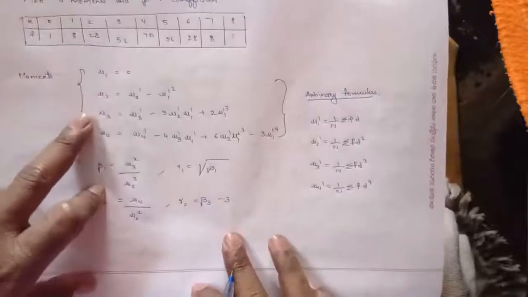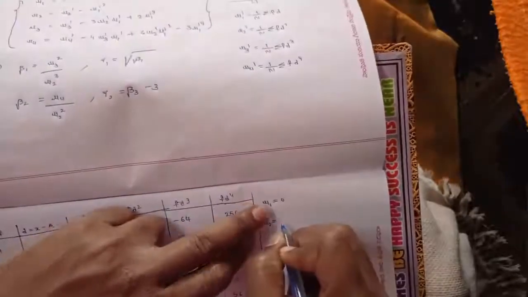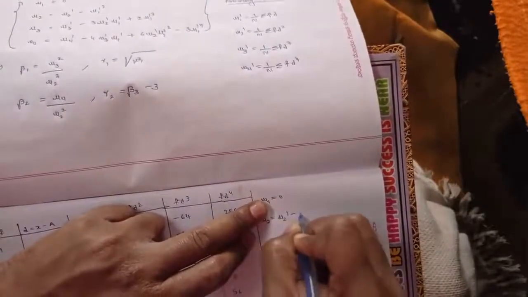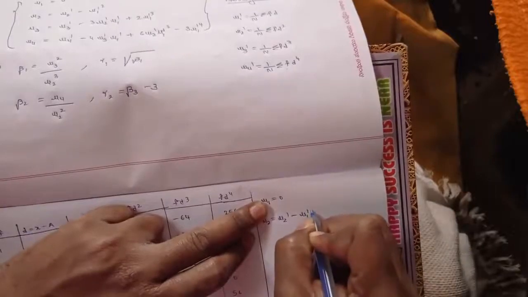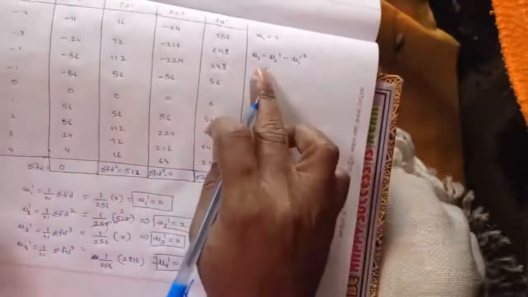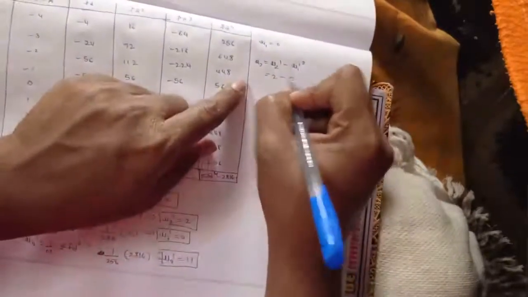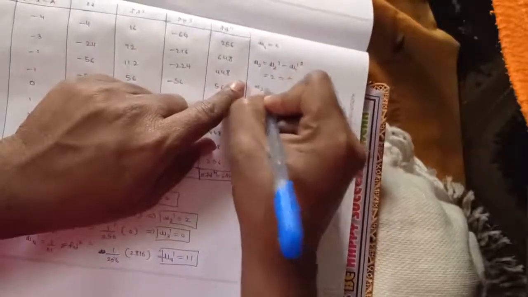Let us substitute all these arbitrary moments in the relation between the central moments and the moments about an arbitrary point. So mu1 is always 0. Mu2 is equal to mu2 dash minus mu1 dash square. What is mu2 dash? Mu2 dash is 2. 2 minus mu1 dash, which is 0, square is 0. So mu2 is equal to 2.